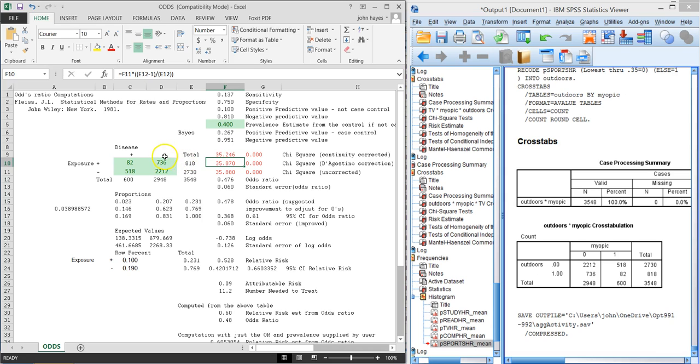Anytime your cell sizes or your total is greater than 60, you don't need to do continuity correction. But if it's less than 60, you should do some sort of continuity correction. The other assumption is chi-square is only appropriate if the expected values, these values down here, are all 5 or greater. If they are not, then really the chi-square is not appropriate, and you'd go to another test like Fisher's exact or something, and I don't have that in my spreadsheet.